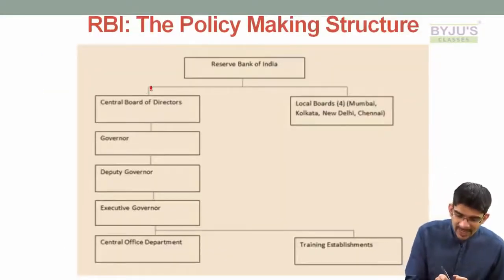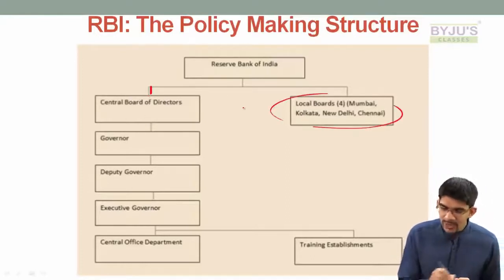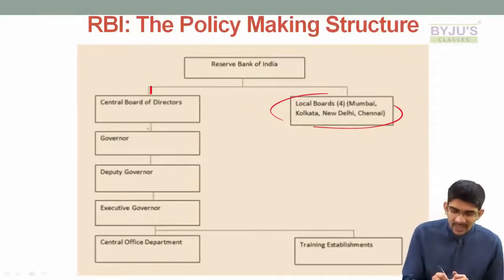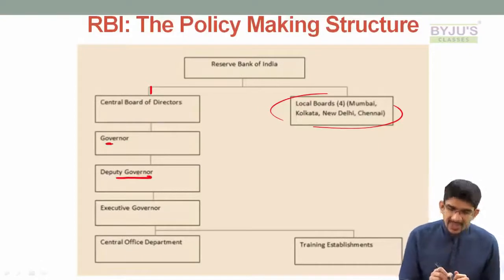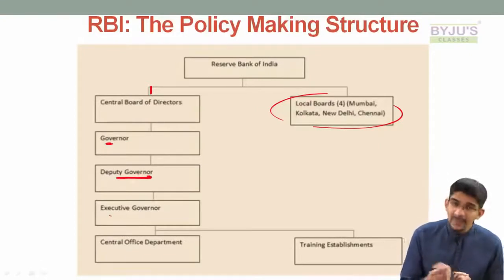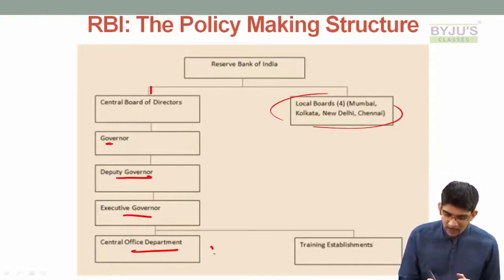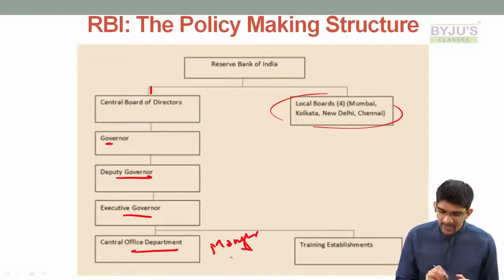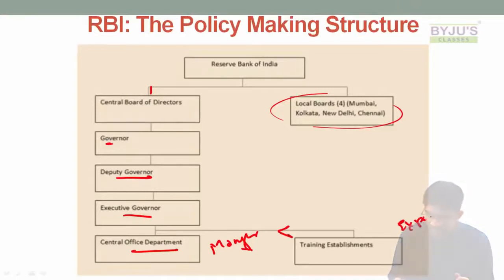The RBI first has a central board of directors. It also has some local boards from Mumbai, Kolkata, New Delhi, etc. In the central board, the most important person is the governor. The governor is assisted by the deputy governor. Below the deputy governor, we have other people like executive governors. We have the central office department, which has all the managers. And we have also certain training establishments which provide the staff to RBI. Because as we said, we need experts. So trained experts will keep on coming into RBI. This is a policy making structure.